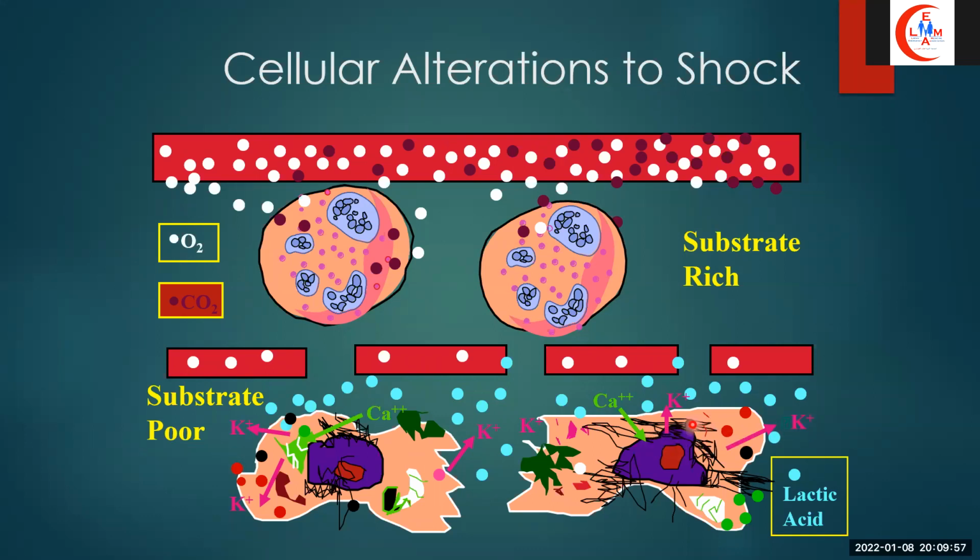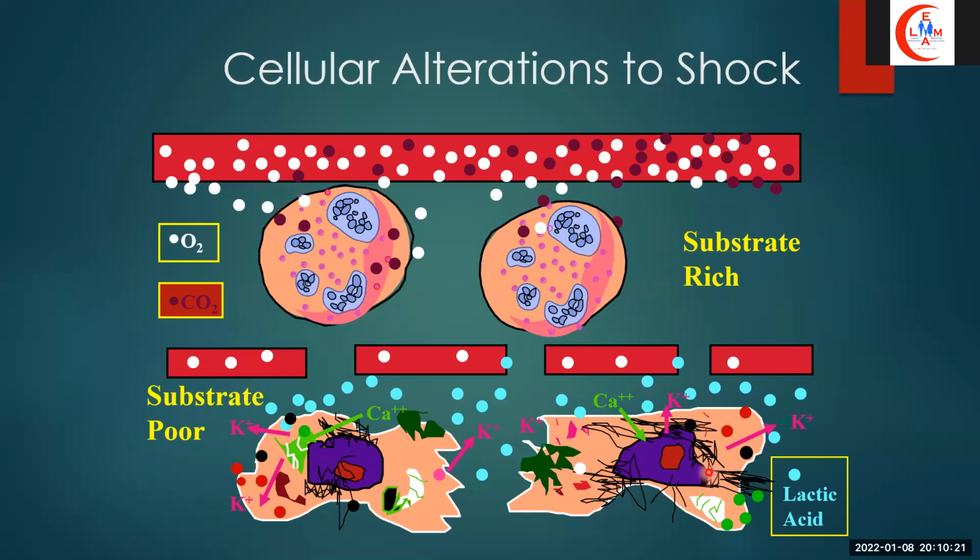and also mitochondrial damage. Now there is less oxygen, so there will be anaerobic metabolism, and this will result in production of lactic acid and lactic acidosis, and will be a severe metabolic acidosis with high anion gap. So this is what actually happens at the cellular level.